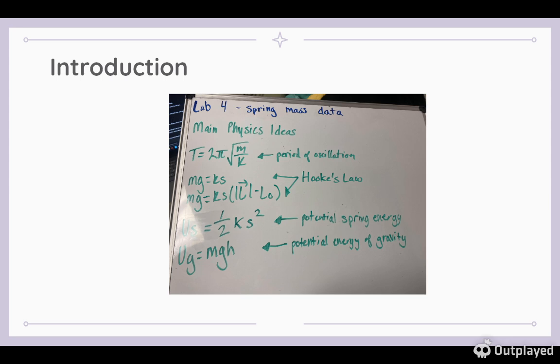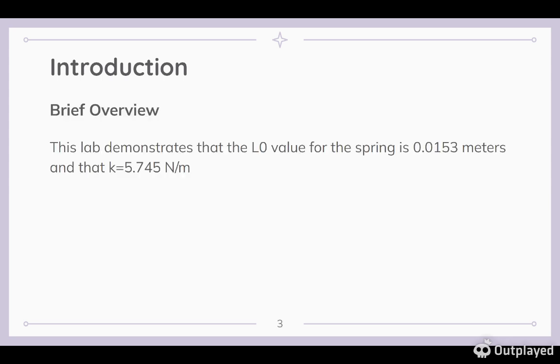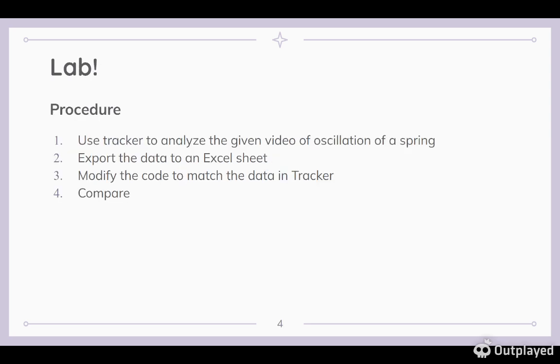Some of the main physics ideas were period of oscillation, Hooke's law, potential spring energy, and potential energy of gravity, as demonstrated with these equations. Brief overview. The lab demonstrates that the L0 value for the spring is 0.013 meters and that K is equal to 5.745 Newton meters. Procedure.